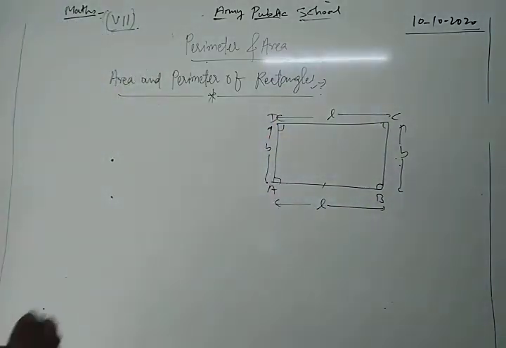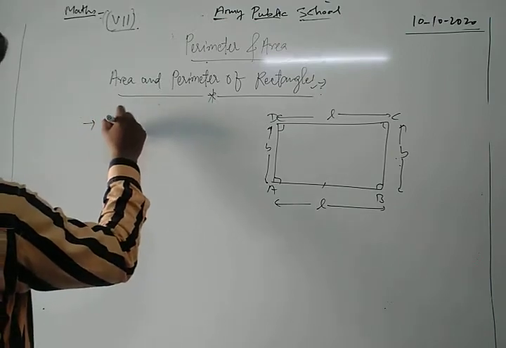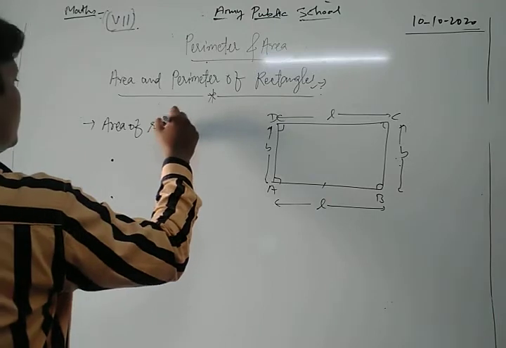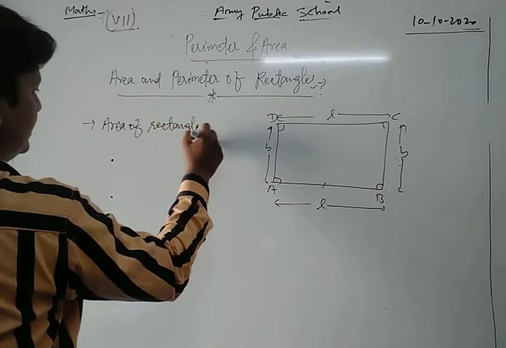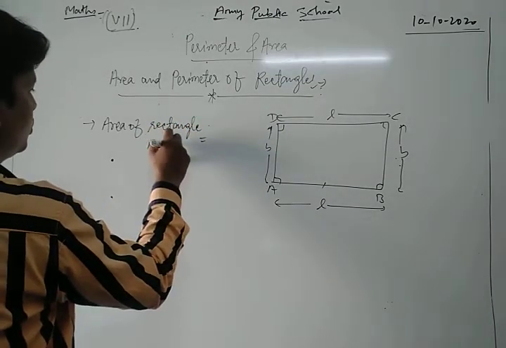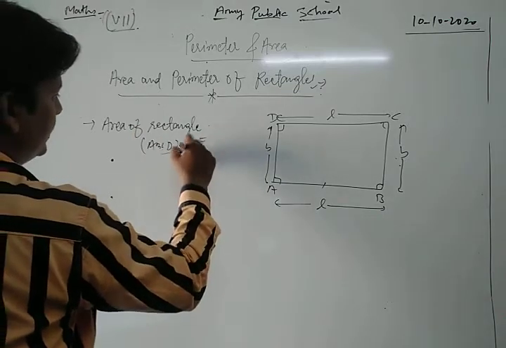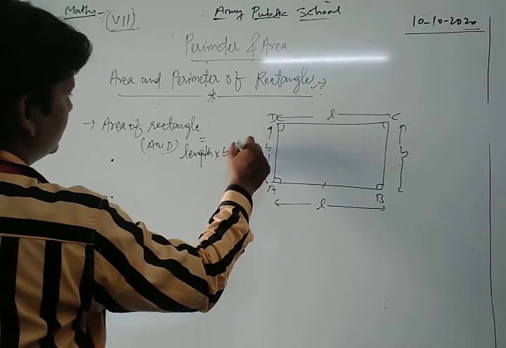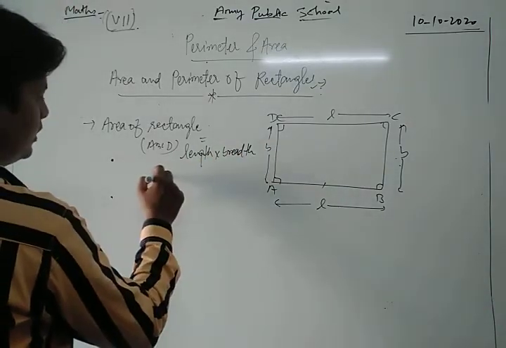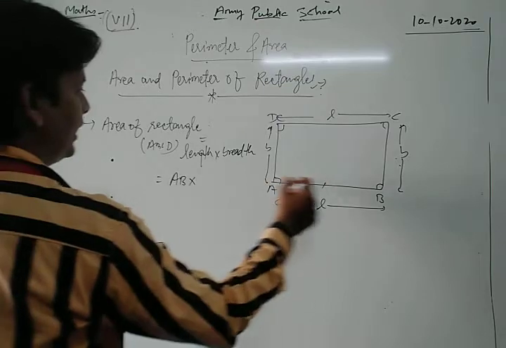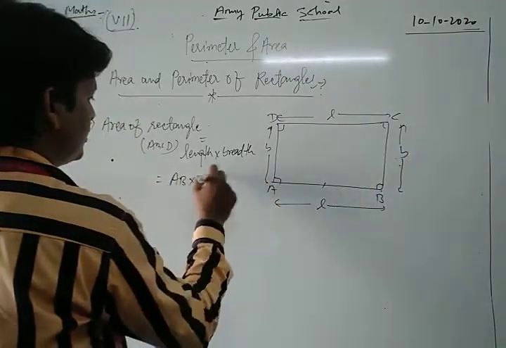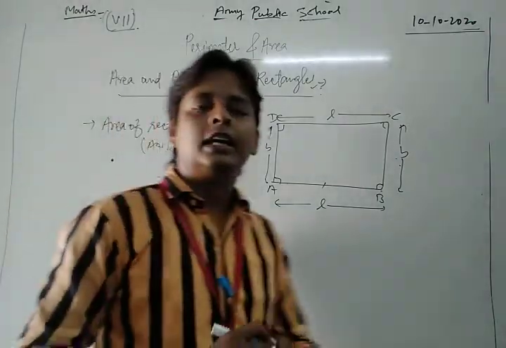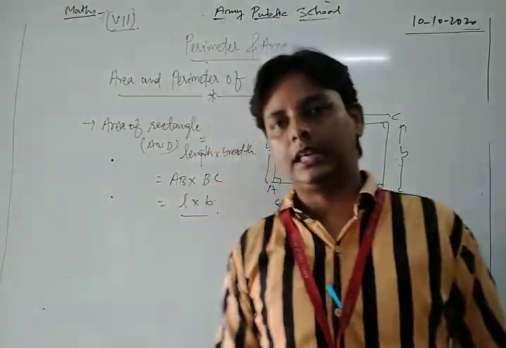Now, the first formula is the area of rectangle. The area of rectangle ABCD is equal to length into breadth. What is the formula of area? Length into breadth, that is AB into BC, means L into B. Dear student, this is the formula for the area of rectangle ABCD.